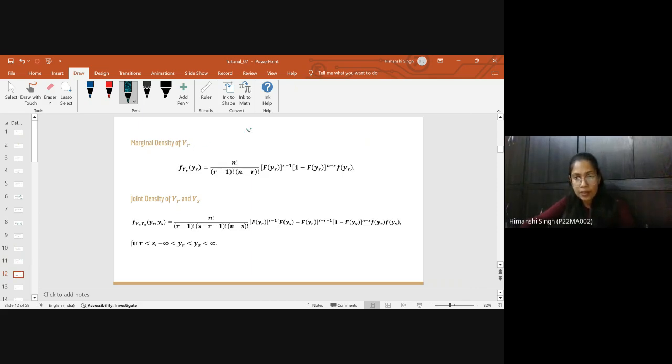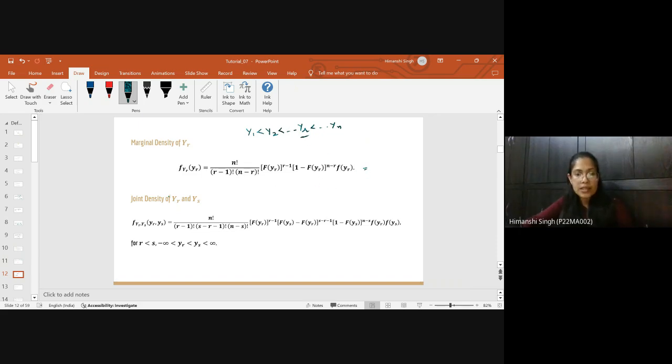If I have this to be the smallest, this is y2, and there is some yr which is between all these. So this is basically greater than yr minus 1 and less than yr plus 1. So the density will be n factorial divided by r minus 1 factorial, n minus r factorial, and this expression, which has already been discussed in the lectures.